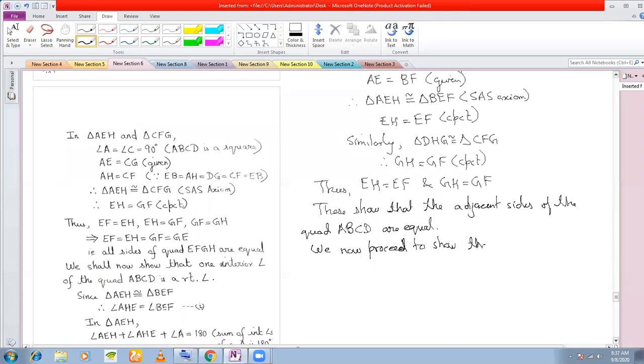Okay. We now proceed to show that the opposite sides of the quadrilateral, not ABCD, EFGH, sorry, EFGH, are equal.